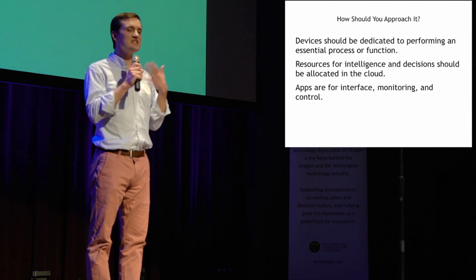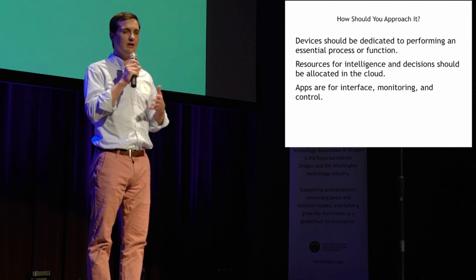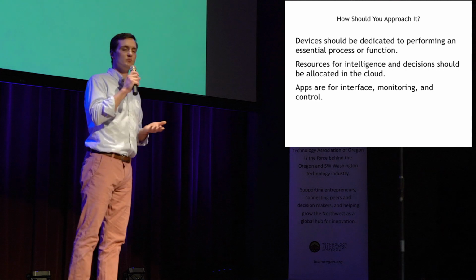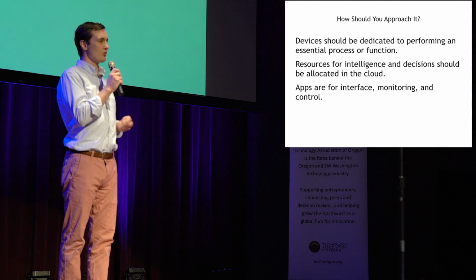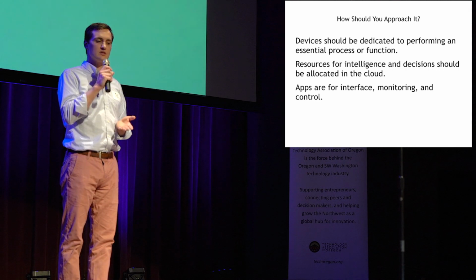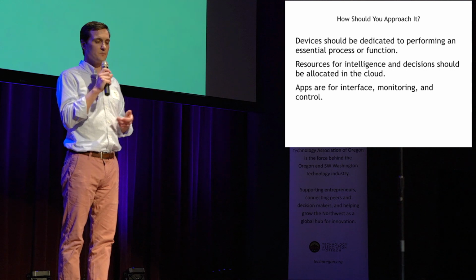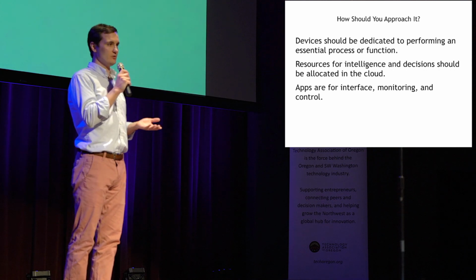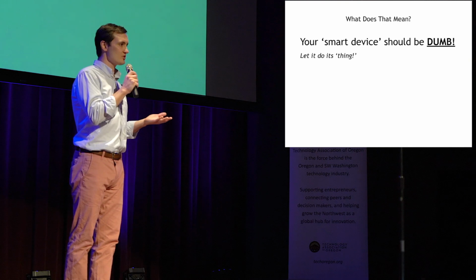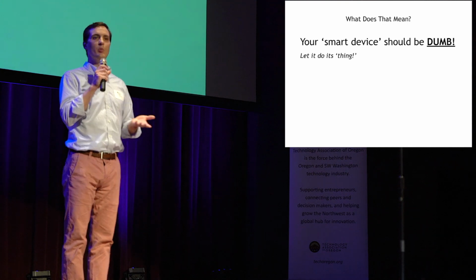So here's the thesis I want you to go by when you design. The first thing is that devices should be dedicated to performing an essential process or function. Cloud resources are for intelligence and decision-making, and apps are for interface, monitoring, and control. That's a lot, and it's pretty abstract. So what do I mean? What's a simple way of thinking about it?